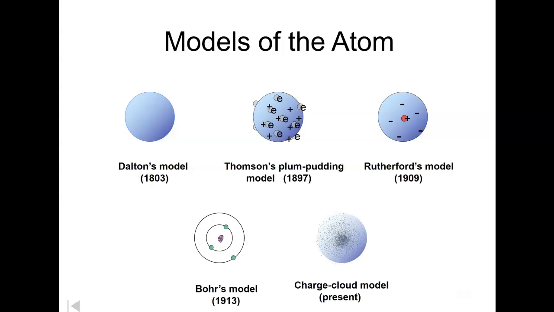You probably should know both because you would run into both. In reality, they're used about equal. But that was in 1803. So jumping into Thomson's plum pudding model, the idea here is you have a pudding.